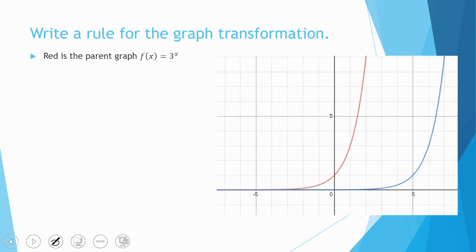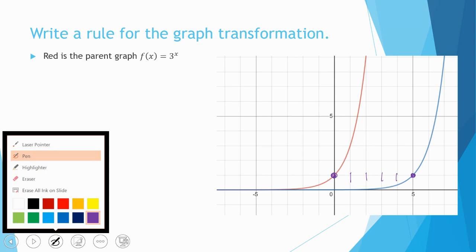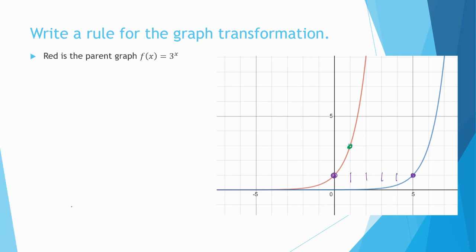Let's look at another one here. So this time red is the parent graph, and I'm given the function f of x equals 3 to the x power. I can clearly see that I have moved that over, okay? I'm looking at this point right here, and it looks that I have moved it over 1, 2, 3, 4, 5. How do you know which point to use, by the way? Does it matter? I mean, couldn't I also use, I'm going to do it in a different color here, this point right here to this point? Is it the same? 1, 2, 3, 4, 5.